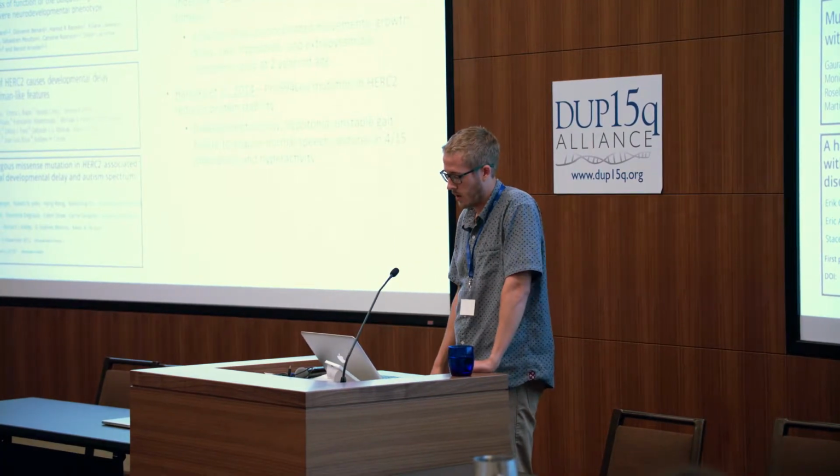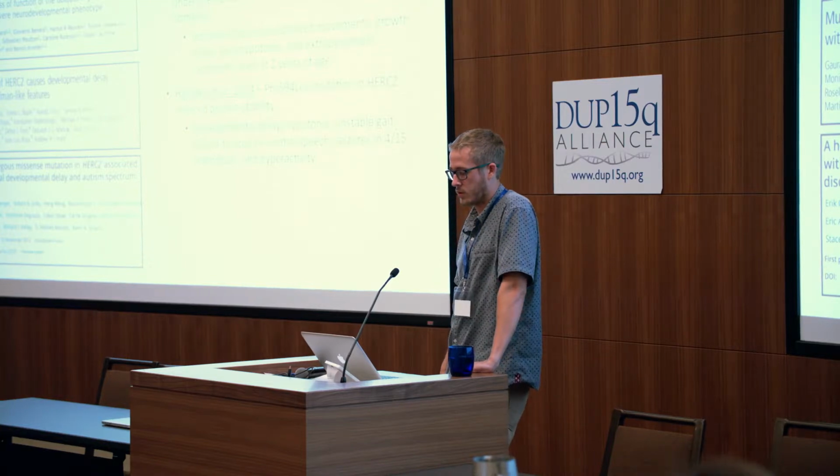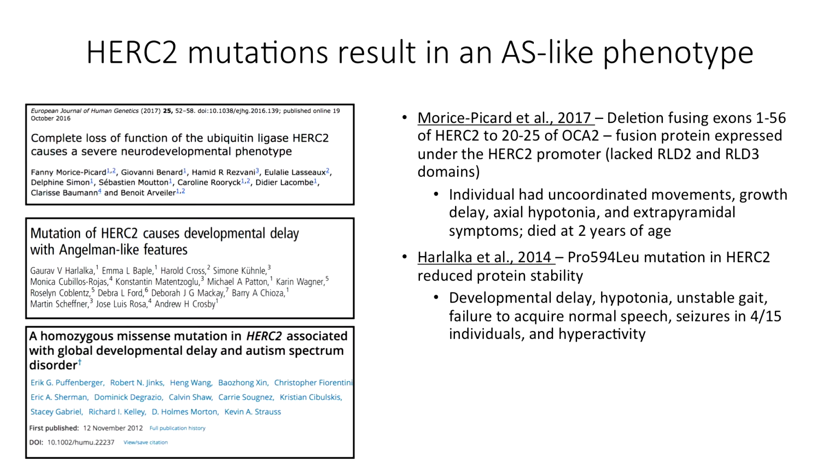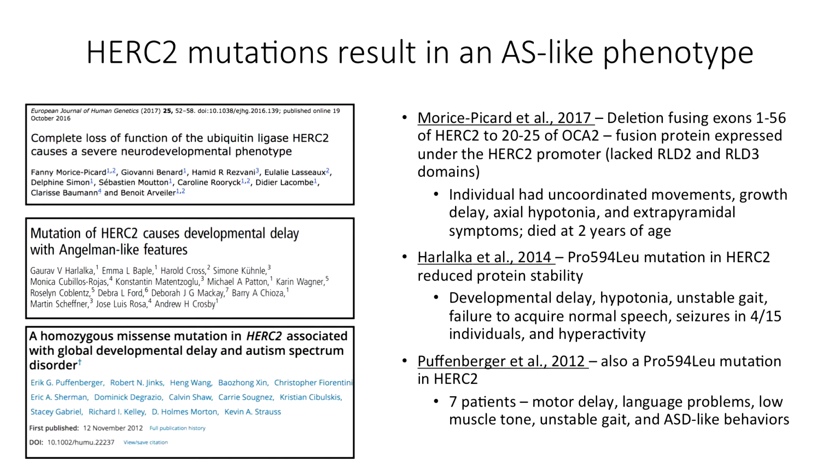Another group was found to have a proline 594 leucine mutation, and again they had developmental delay and an unstable gait, and 4 out of 15 of those individuals actually had seizures. A second group also found a family with the proline 594 leucine mutation, again with motor delays and ASD-like phenotypes. So this is an indicator that another gene located within the 15q11.2 to q13.1 region, when mutated, will drive some cognitive phenotypes.